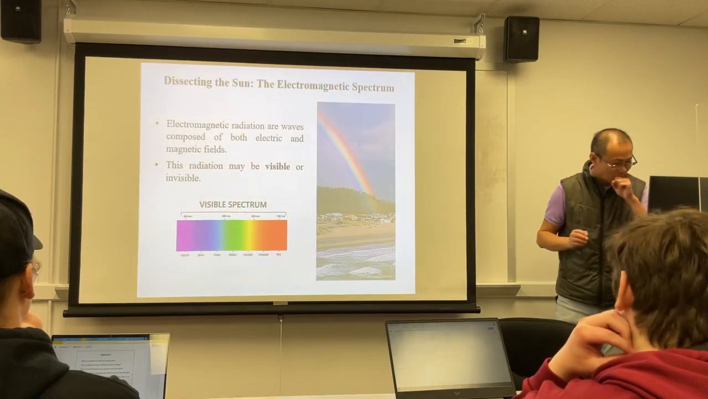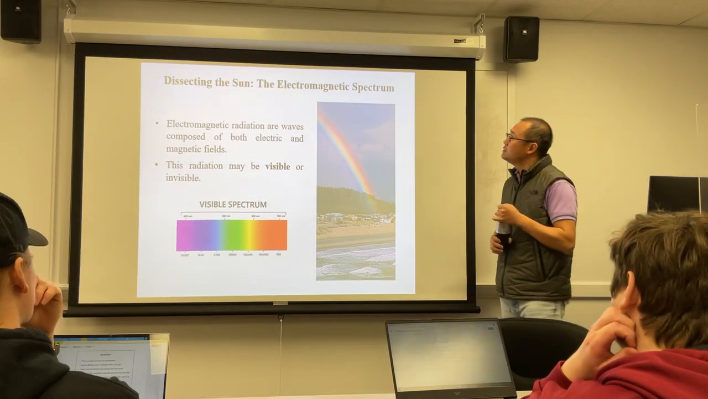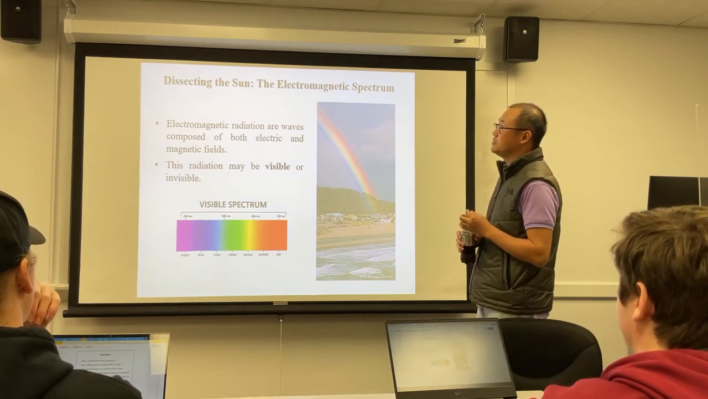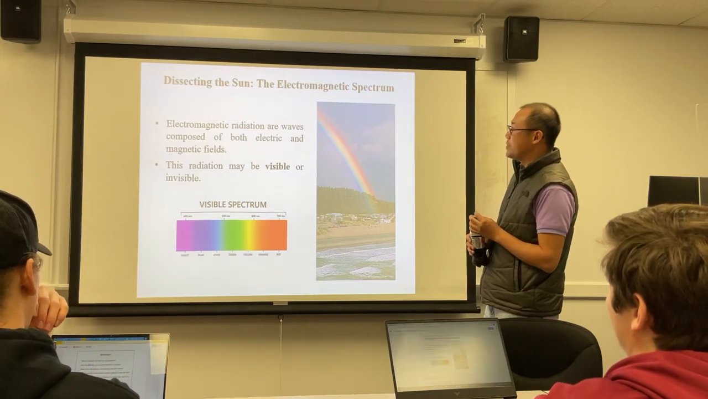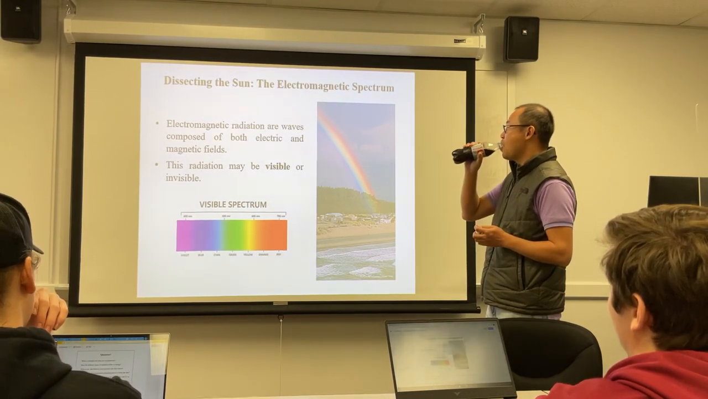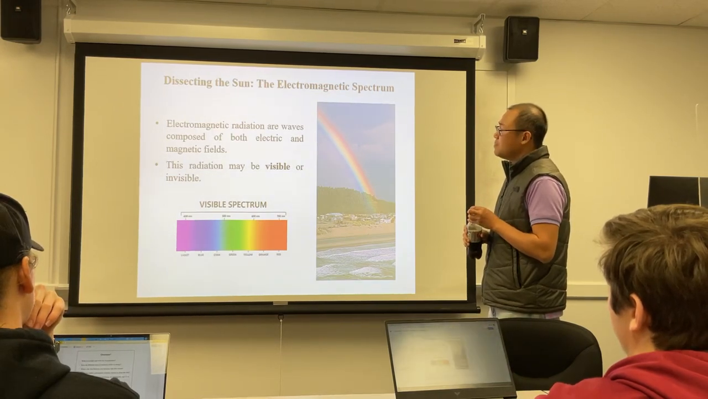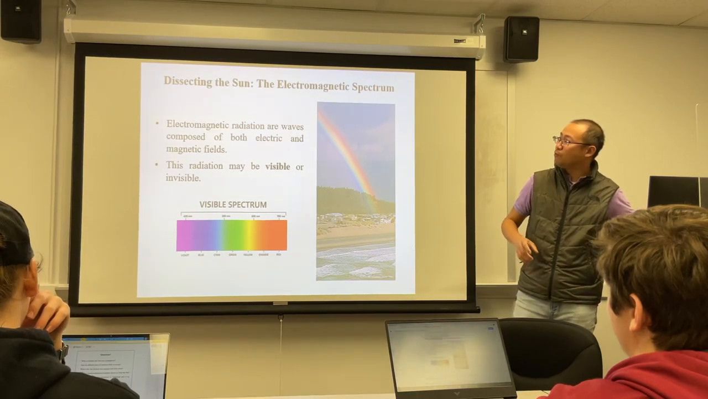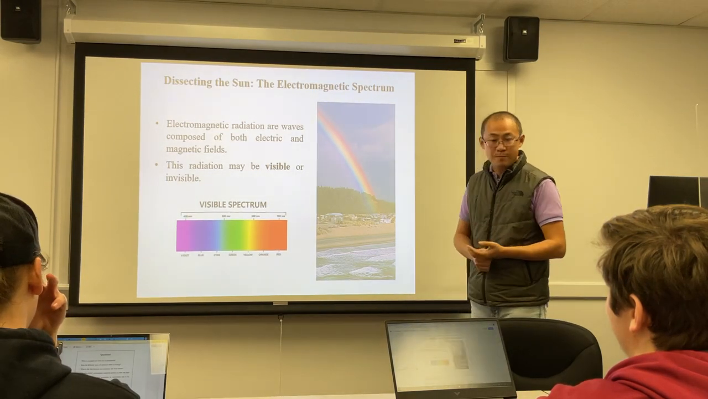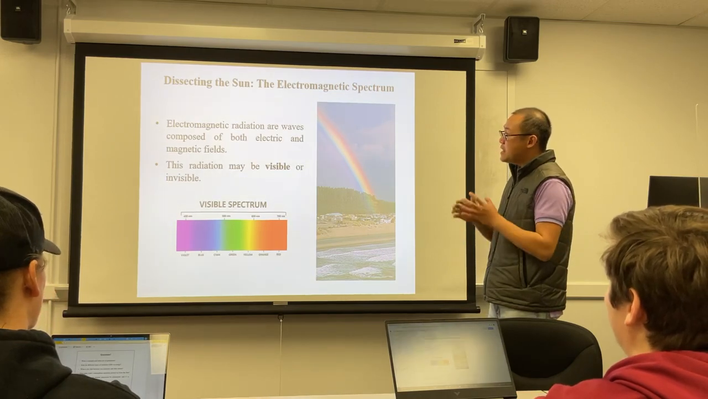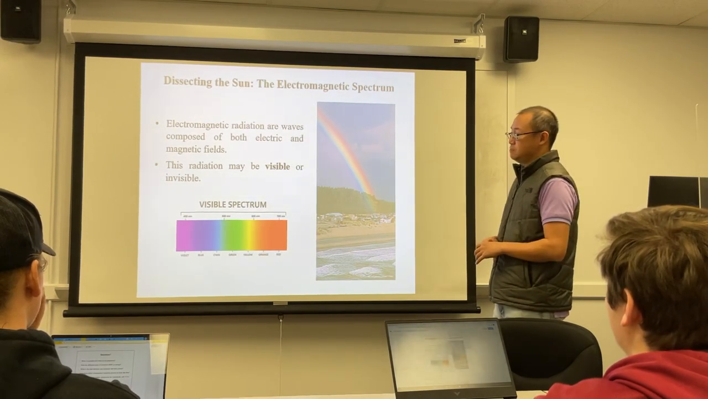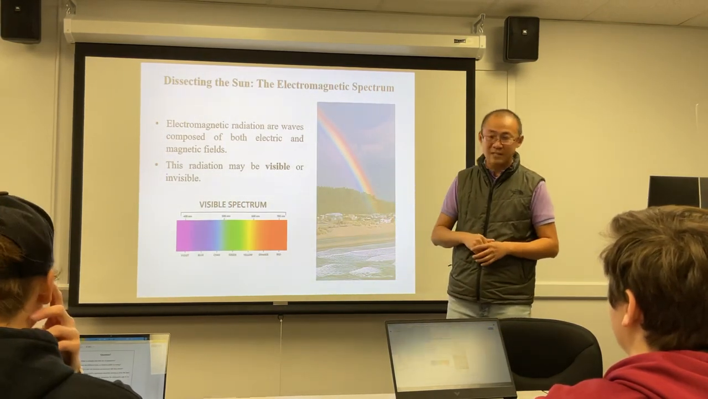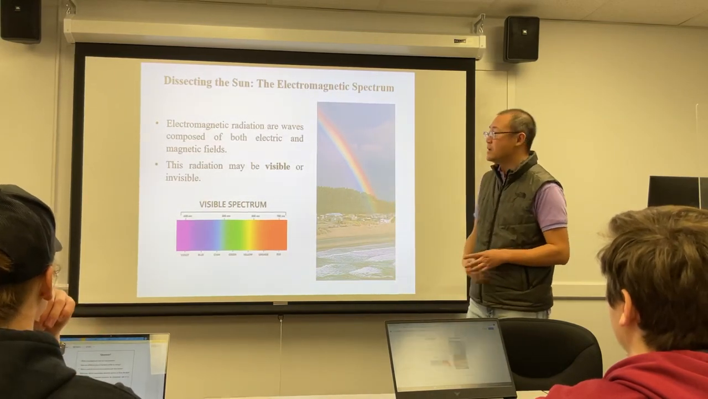All right, so first let's take a look at the radiation from the sun. Dissecting the sun, the radiation, the electromagnetic spectrum. The radiation from the sun is called electromagnetic radiation. They are basically waves composed of both electric and magnetic fields. That's what we call electromagnetic radiation.